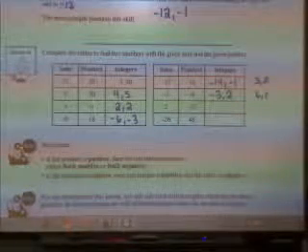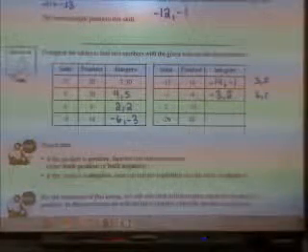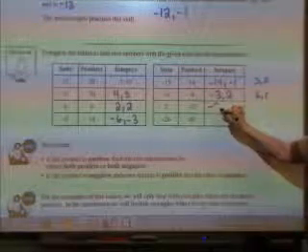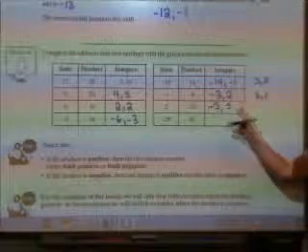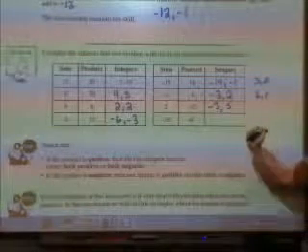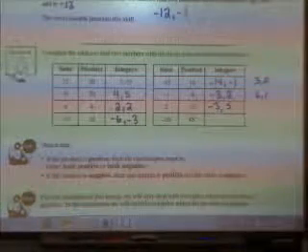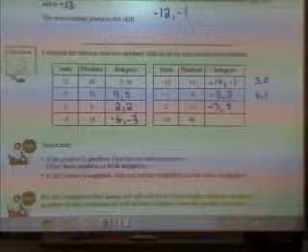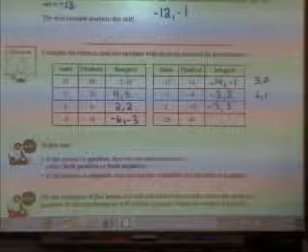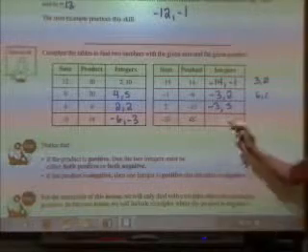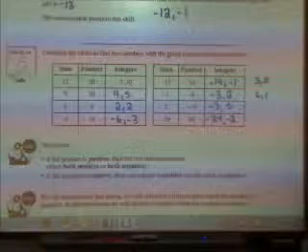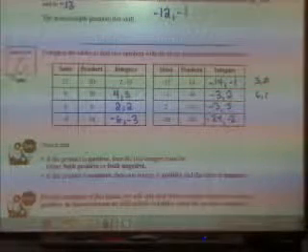Okay, so then two numbers that multiply to negative 15 and add to 2: negative 3 and 5. So this is the opposite this time. The bigger number has to be the positive one. Okay, and two numbers that multiply to 48 and add to negative 26: negative 24 and negative 2.